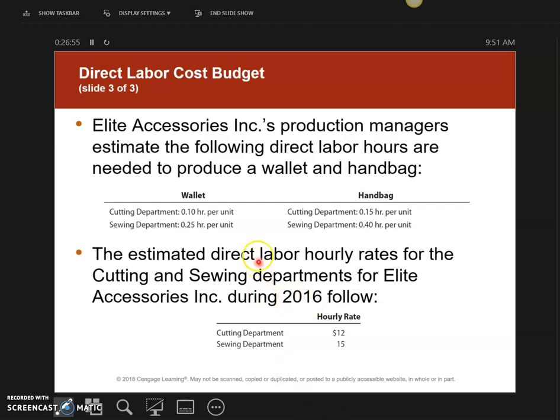So I have two different departments. I have a cutting department and I have a sewing department. So here's how much each unit requires: 0.10, 0.25, just to cut and sew a wallet, and these over here. And these are my hourly rates for labor. Now all I need to know is how many units I'm making, which goes back to my sales or my production budget.